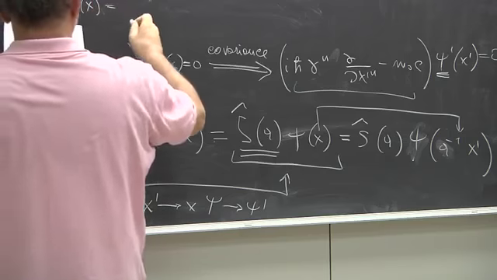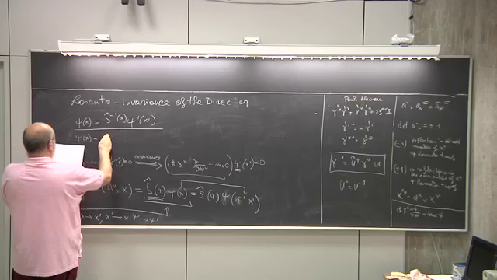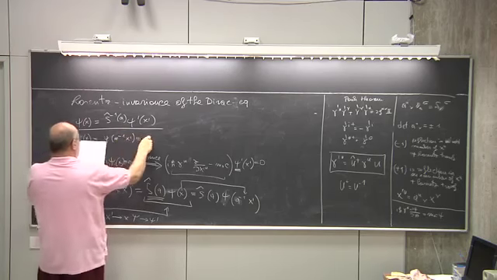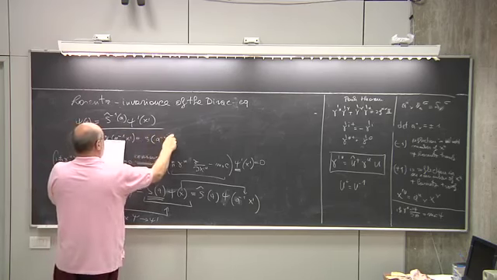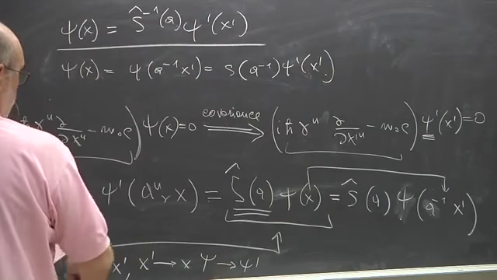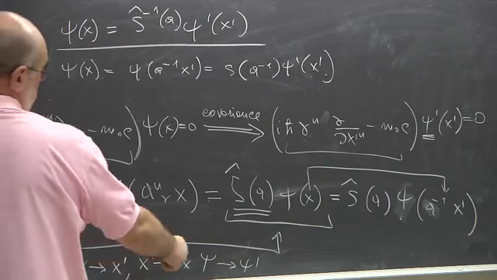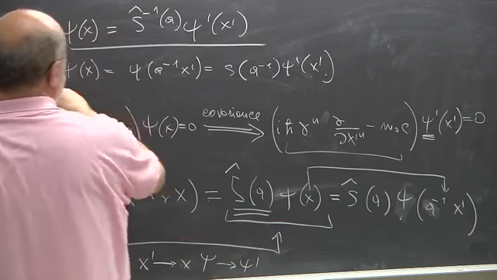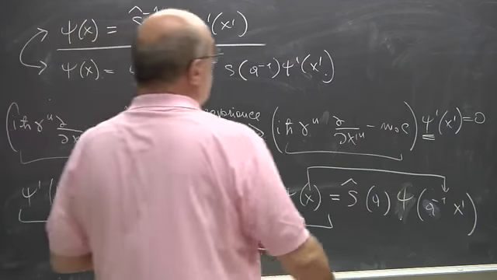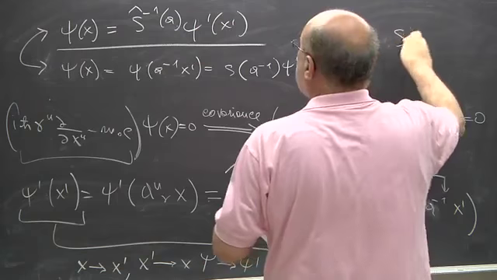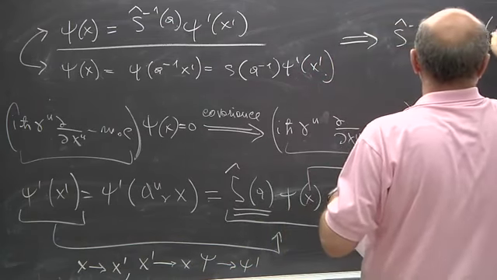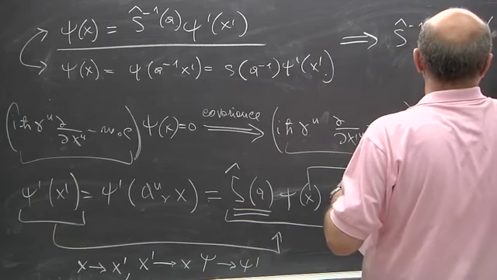Psi of x is equal to S of a minus 1 of x prime, S a to the minus 1, psi prime x prime. So I take this and exchange x into x prime, and psi into psi prime. I get this relation. But now let's compare the two. If we compare the two, we derive immediately that S to the minus 1 of a is equal to S of a to the minus 1.